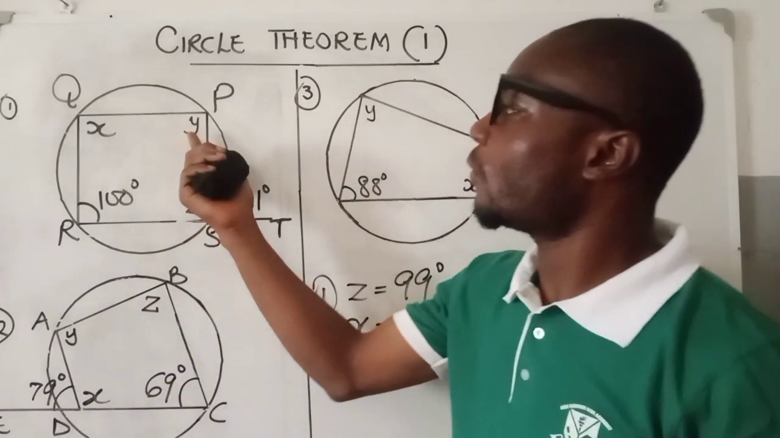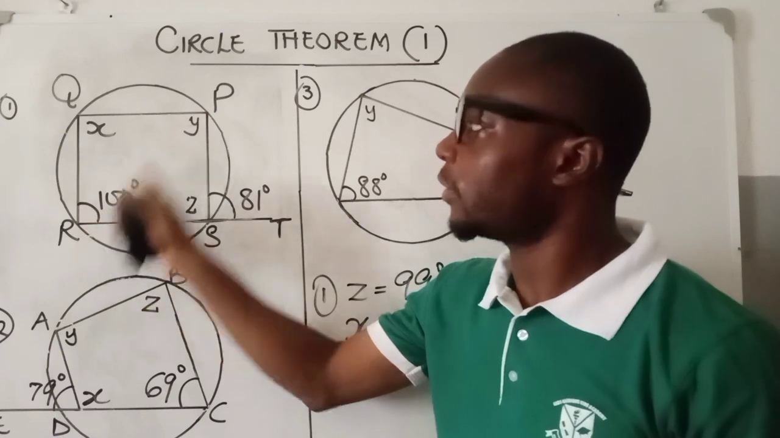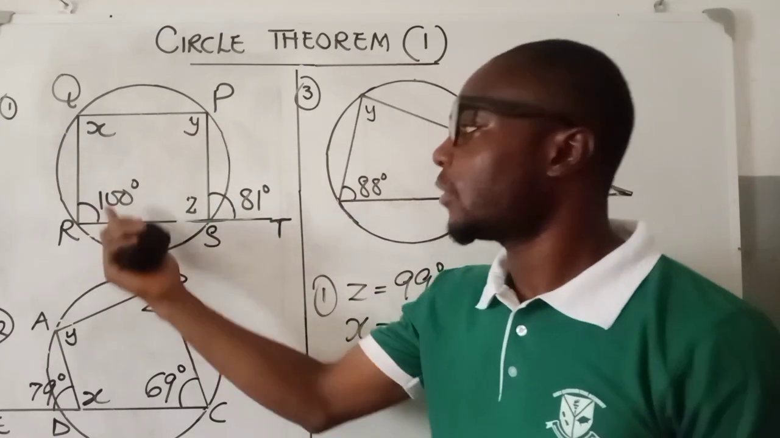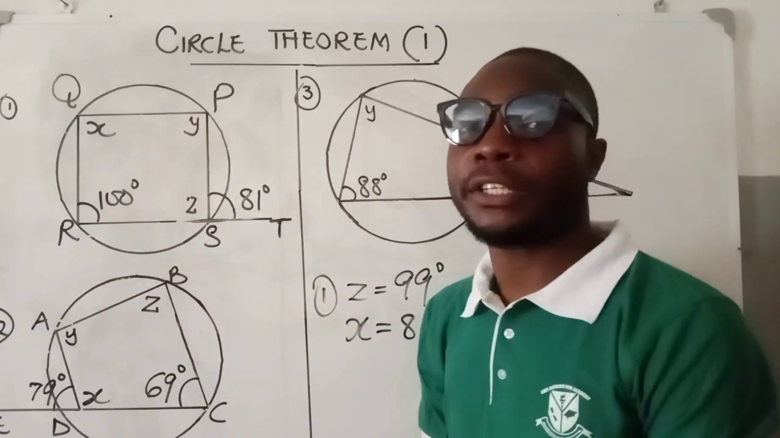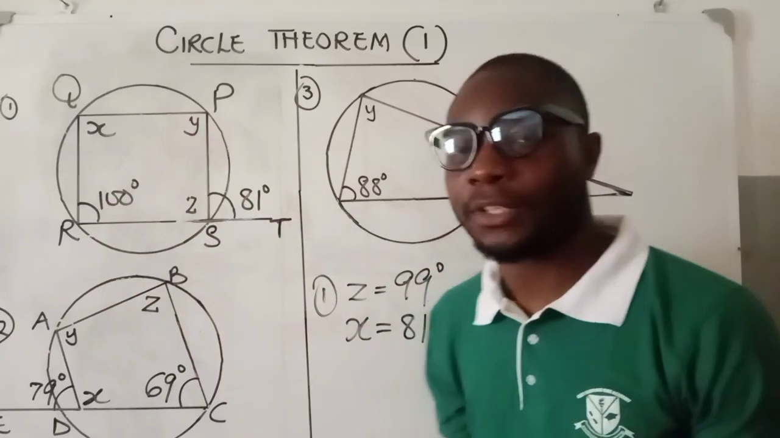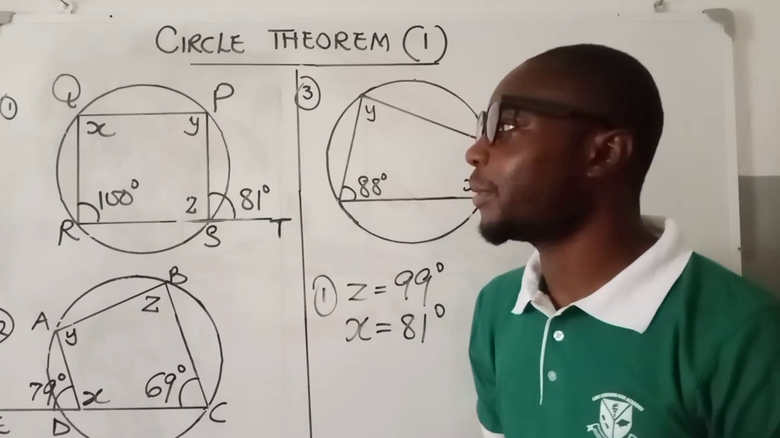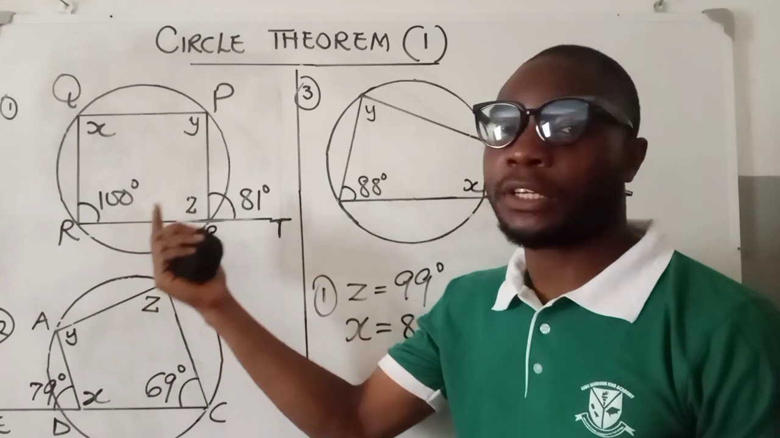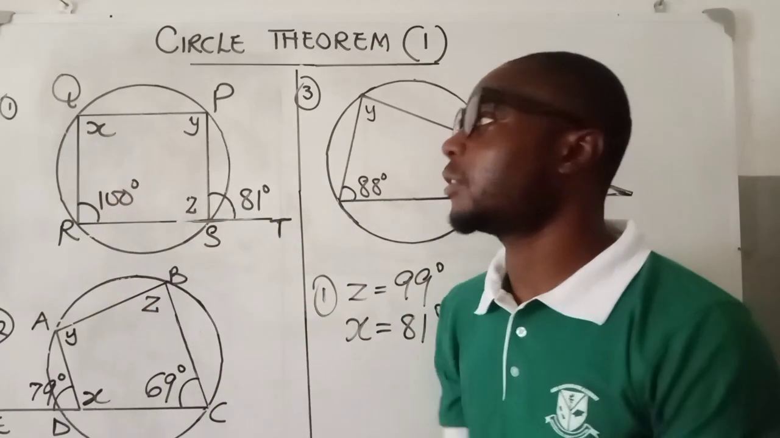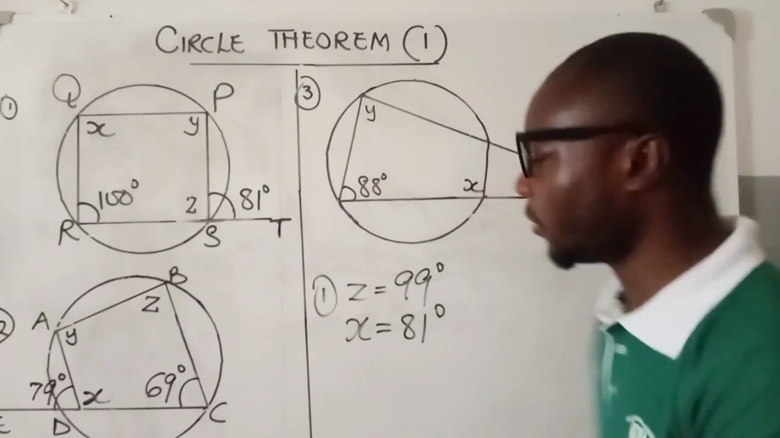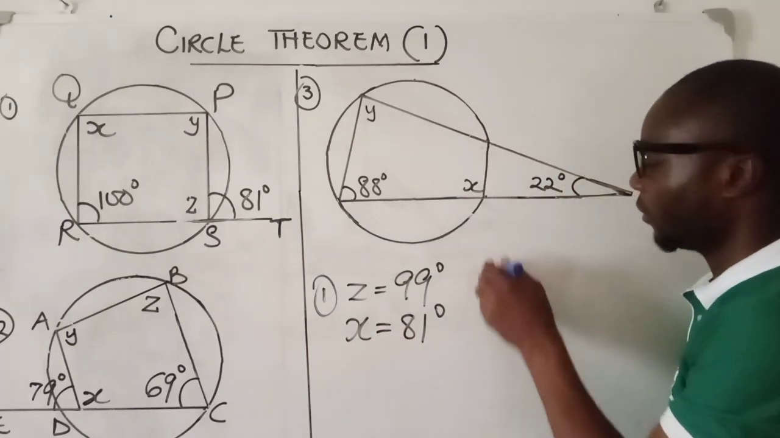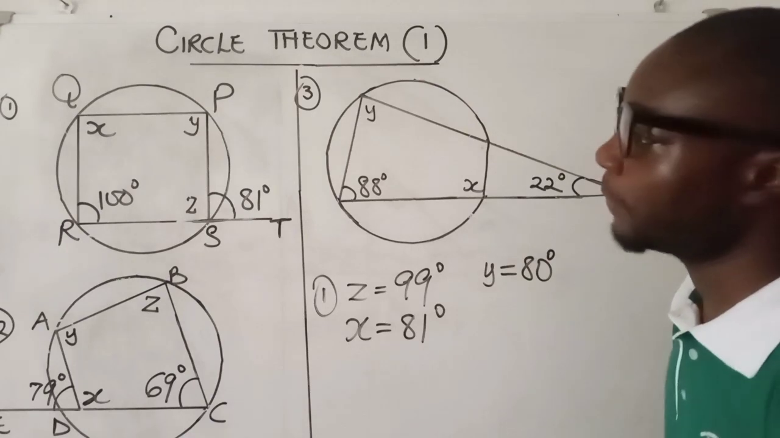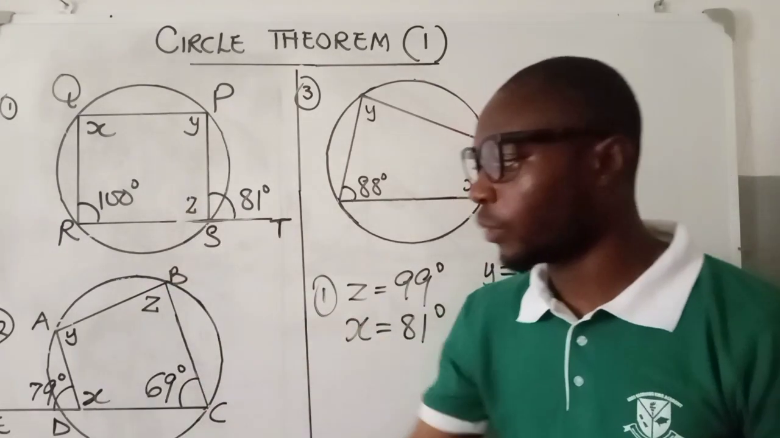To get the value of y, we can see that 100 degrees and y degrees are opposite to each other. That means 100 degrees plus y degrees is equal to 180 degrees. The opposite angles in a cyclic quadrilateral are supplementary. So to get y degrees, we simply say 180 degrees minus 100 degrees, and therefore our y degrees is 80 degrees. So our y is equal to 80 degrees. We're through with question 1, so let's move to question 2.